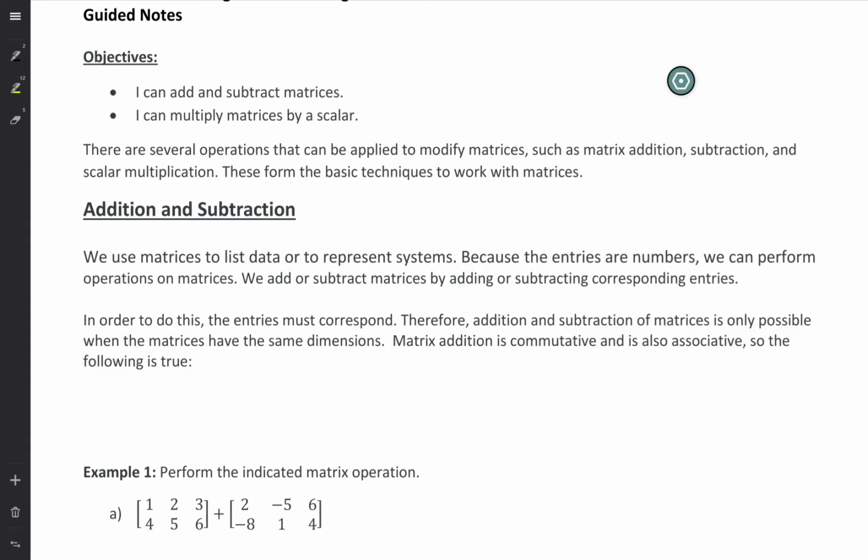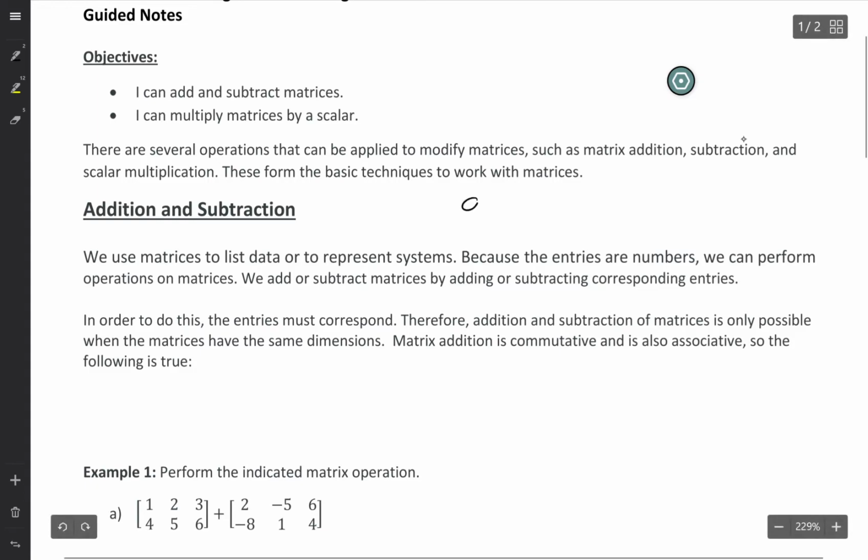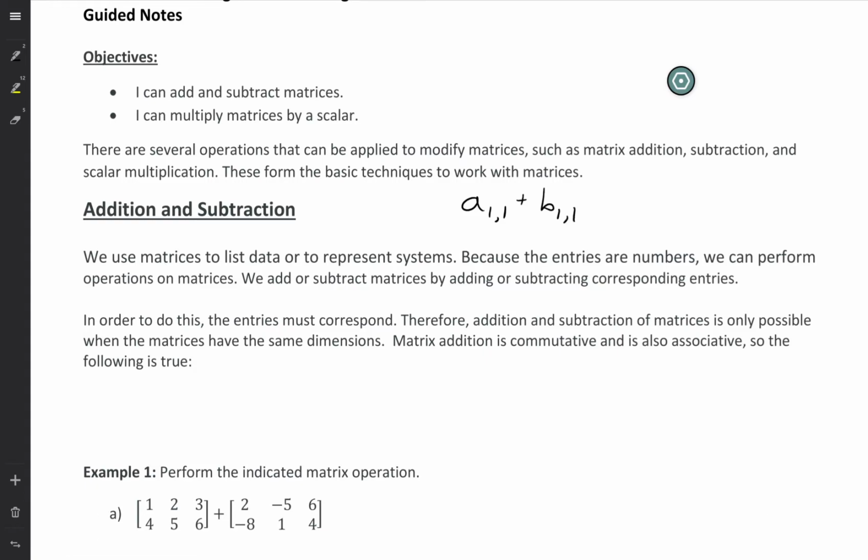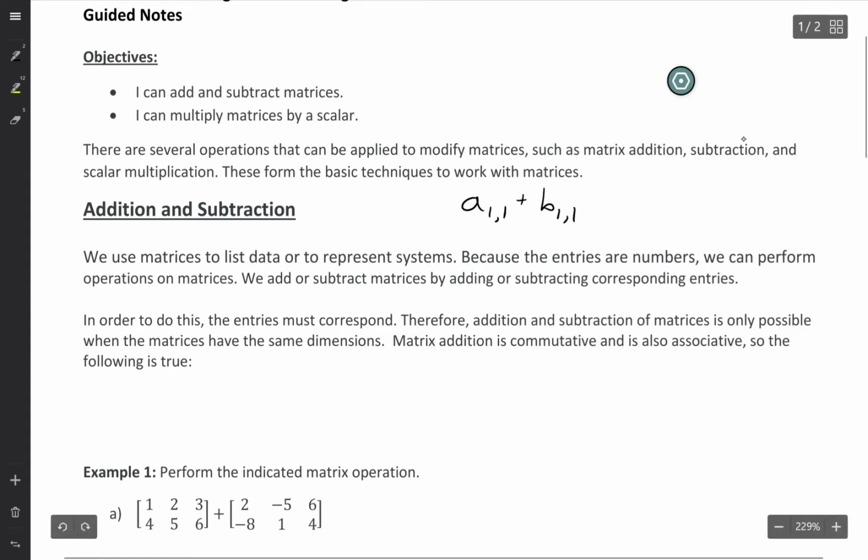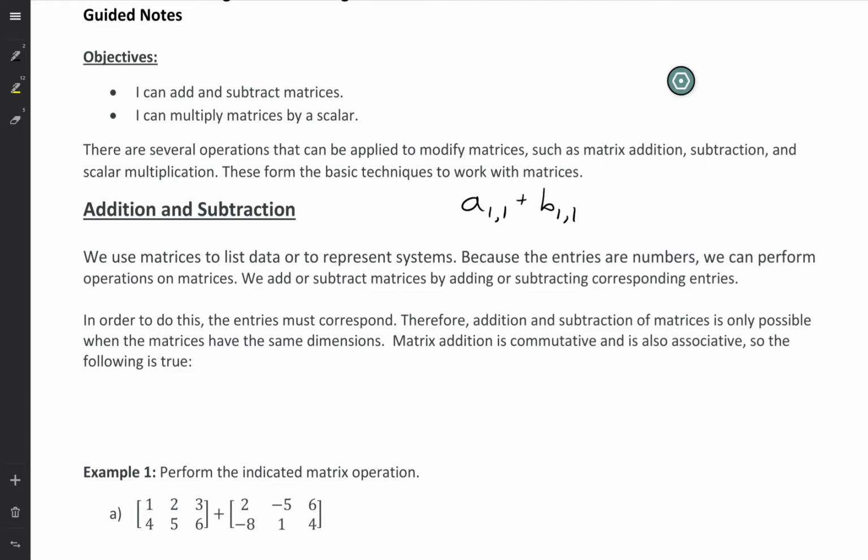So if you have two matrices, you're going to add the A sub 1,1 entry plus the B sub 1,1 entry. And they all have to match up. So you can only add 2 by 2 matrices to other 2 by 2 matrices, and you can only add 2 by 3 matrices to other 2 by 3 matrices. And addition and subtraction, because they're really the same thing, is commutative and also associative.